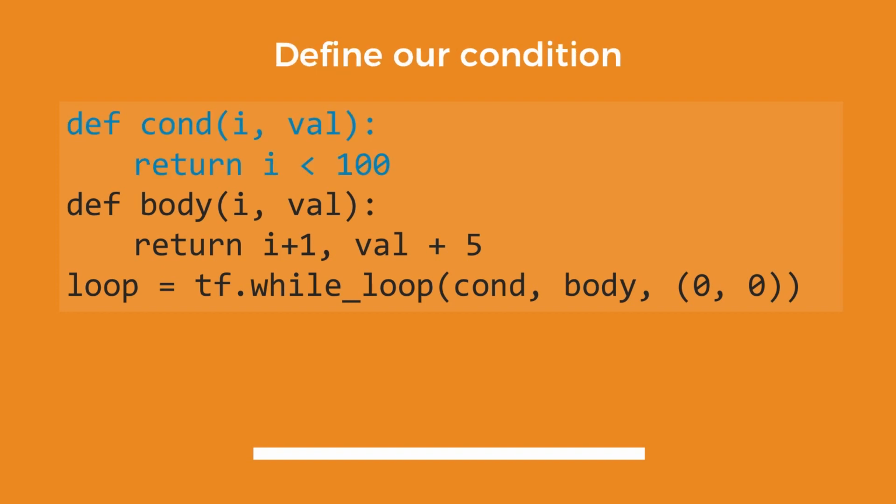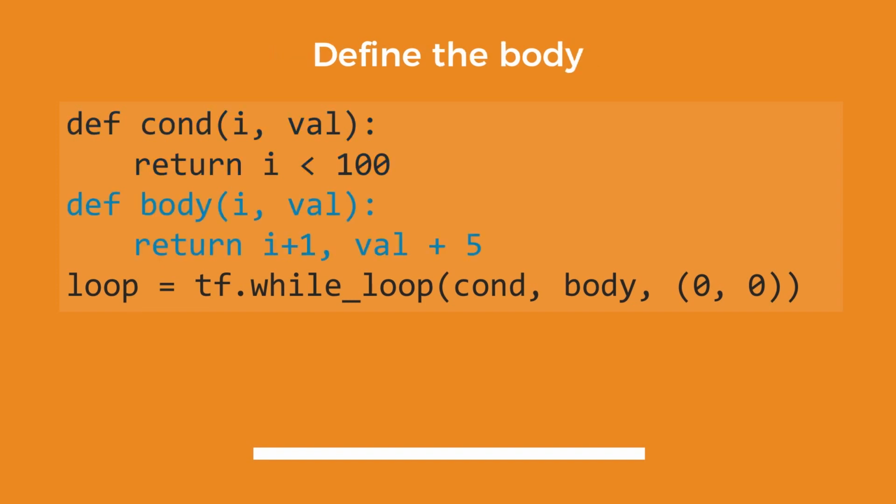So we have our condition, which takes in our index or I, as well as the value that we're not using. And it's just saying, hey, well, I is less than 100. Our body is saying, okay, we're going to take in I and val. We're going to increment I here, as well as adding up our val. We could be doing any number of operations here. We could be doing matrix multiplications, but just to illustrate, writing 5.